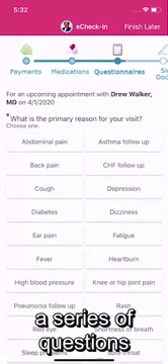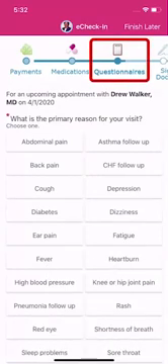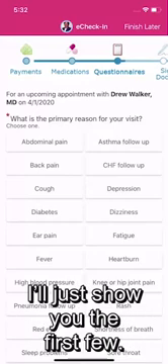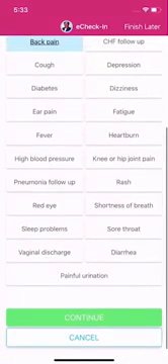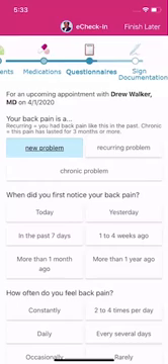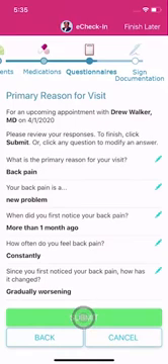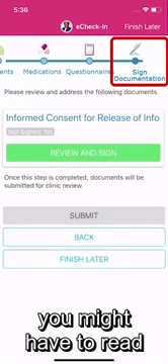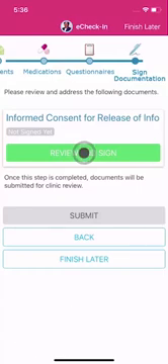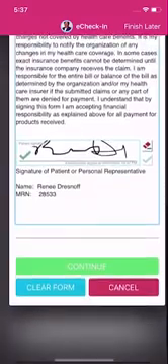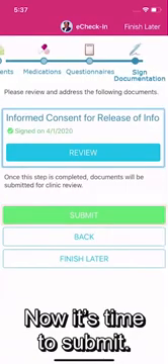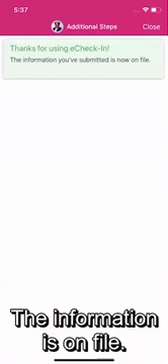Next, you'll likely be asked a series of questions required by your healthcare provider. I won't demonstrate answering all of the questions, I'll just show you the first few. Once the questionnaire is complete, you might have to read and sign a consent form. Now it's time to submit. The information is on file.